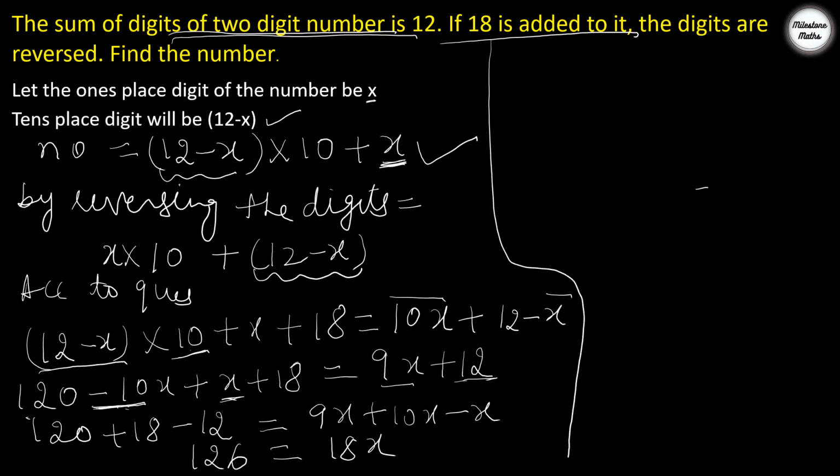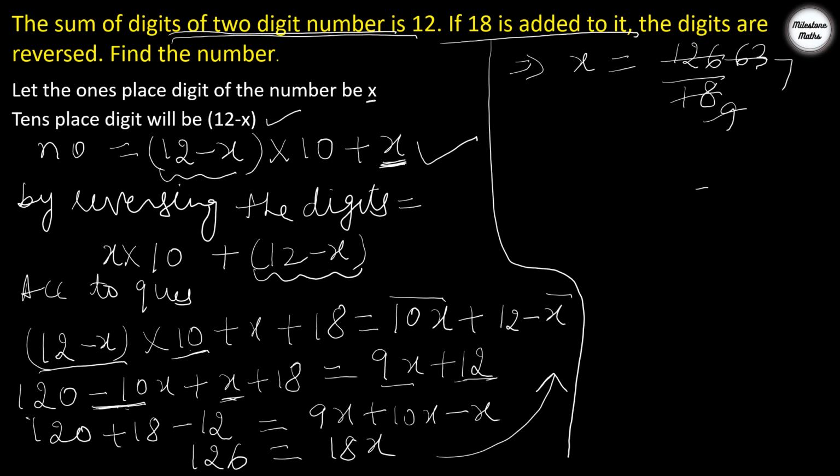So now we'll get the value of x. I'll just solve it here. So what is the value of x? It means x equals 126 divided by 18. Now you can reduce this. 2 nines are 18, and then 2 sixes are 12, 2 threes are 6, 9 sevens are 63. So you have got x equals 7.